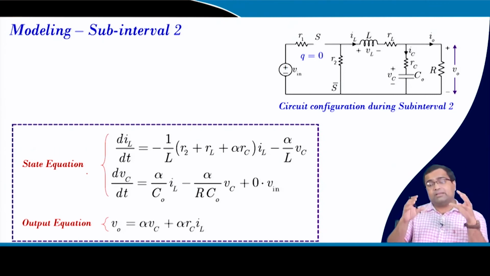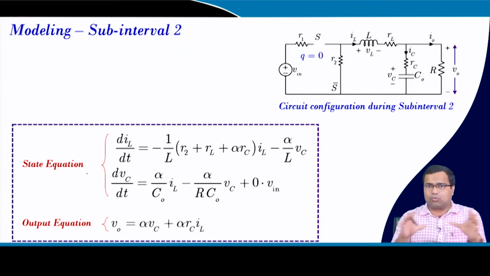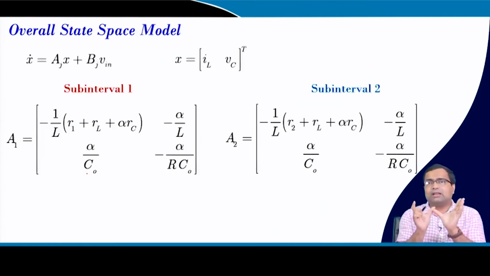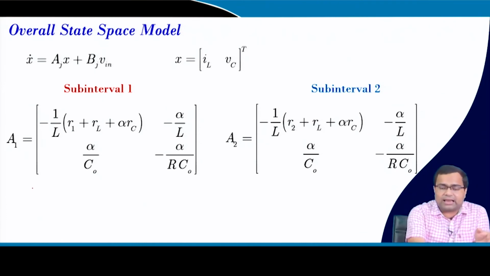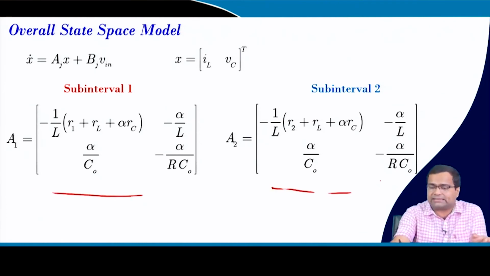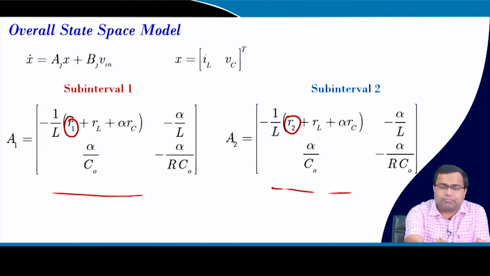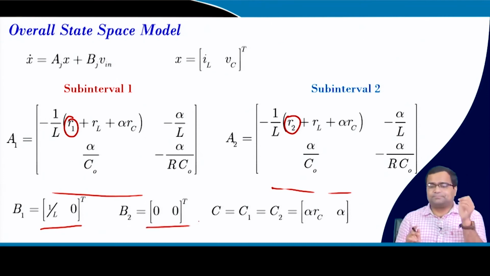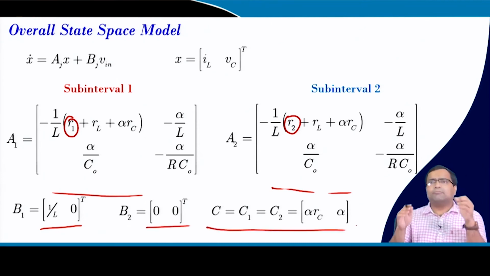But we are keeping the same state variable throughout. Next, the overall state space model will have 2 components. This kind of structure is called a switched linear system. Within a switching interval, it is a linear system, but 2 linear systems are combined by means of switching. Their A matrices are more or less common except for this difference, but their B matrices are drastically different; it is a null matrix, and the C matrices are common for this converter.